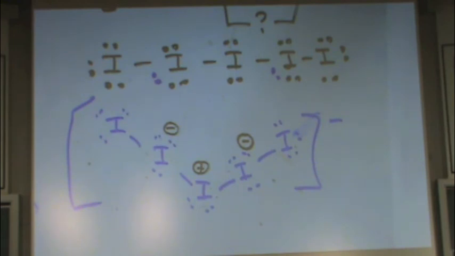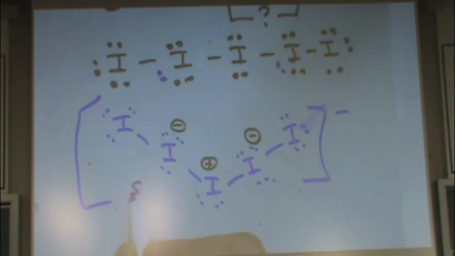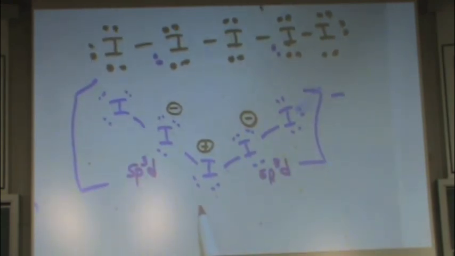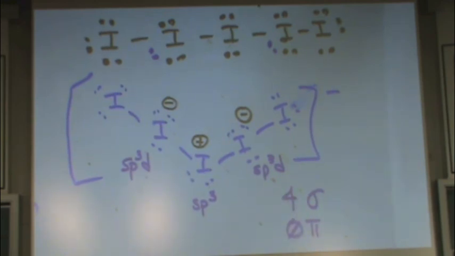Okay, that's B. Oh, let's do the hybridization. That'll be exciting. Okay, what's the hybridization of this one right here? sp3d. Same as this one, sp3d. And this one right here in the middle. sp3. 4 groups, sp3. How many sigmas? There's no pi's. 1, 2, 3, 4. I'm just counting bonds, literally. 4. Is that okay? Okay.